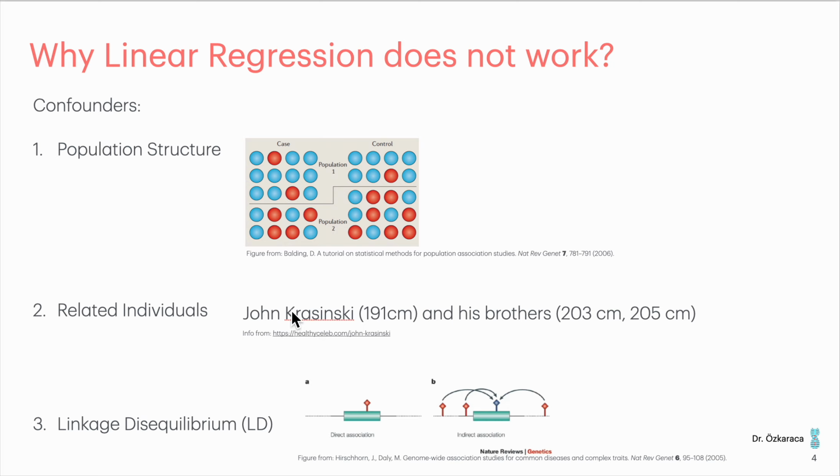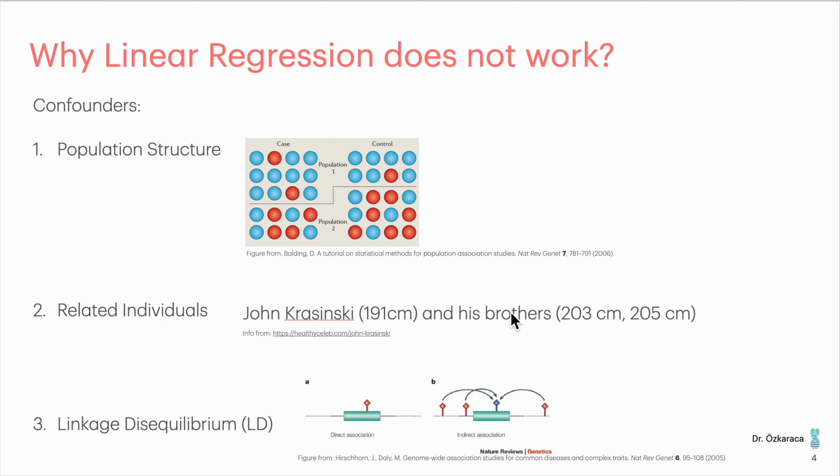So for example, here I present an example that John Krasinski is quite tall, an actor starring in The Office in the US version. But his brothers are even taller than him. So it is some kind of genetic flow in their family ancestry. And if you sample individuals that are related, then these error terms become related as well. So it breaks down the fundamental assumptions of linear regression.